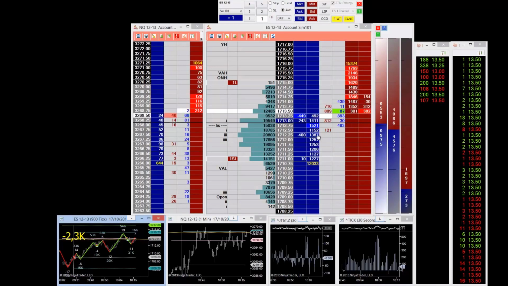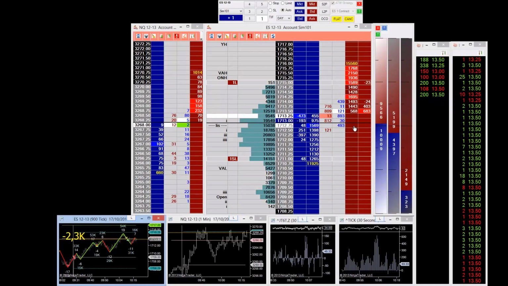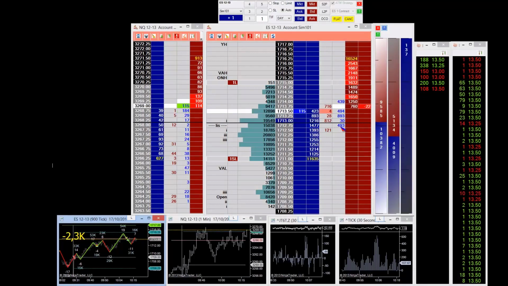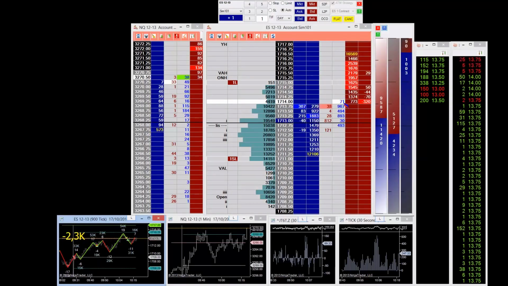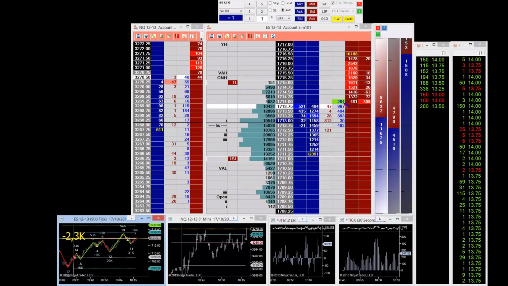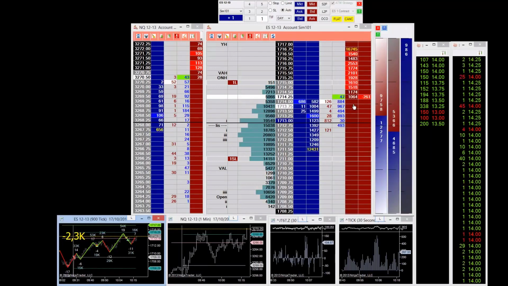Okay, now where do we get out? At 17.12.75, I've got 1,500 contracts in front of me. So I can say, okay, if those 1,500 contracts start to disappear, or the sellers start to aggressively trade into those 1,500 contracts, then yeah, I should probably exit that trade. So that's my line in the sand now, 1,500 contracts. But now I can see the buyers are coming in. Okay, got through 17.14.